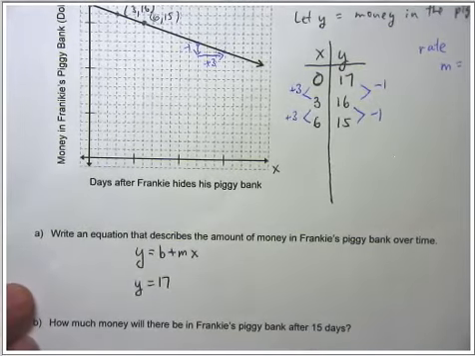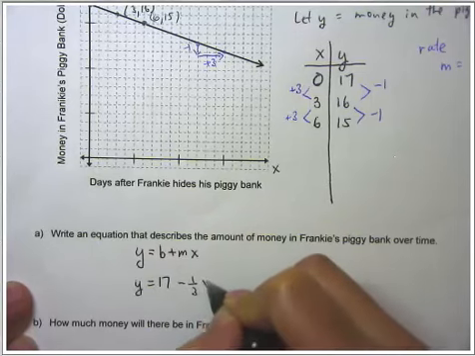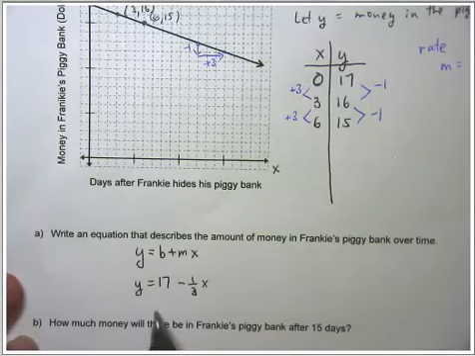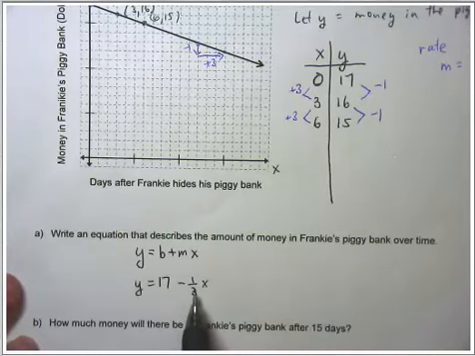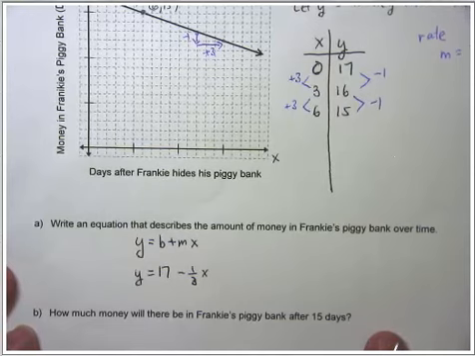So our equation would be y is equal to 17 minus 1/3 times x. We're starting out with 17, that's our initial amount, and then we're going down by $1 every 3 days. So minus 1/3 times the number of days. Part B says, how much money will there be in Frankie's piggy bank after 15 days?